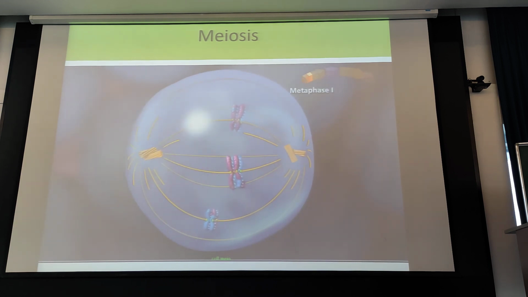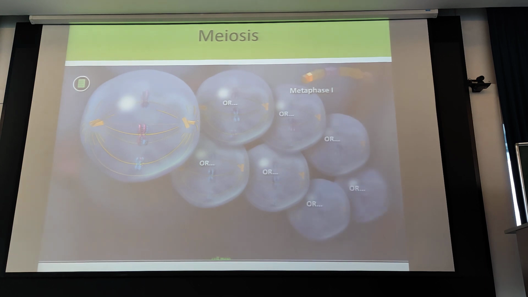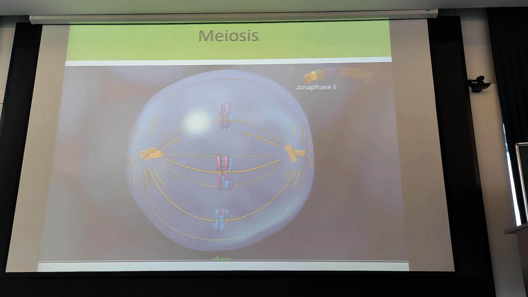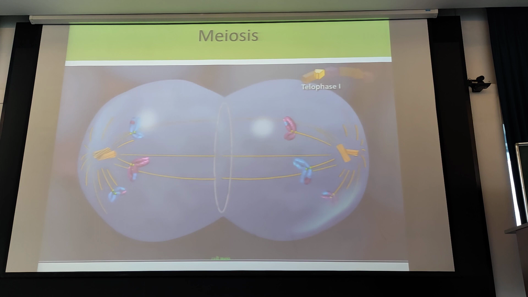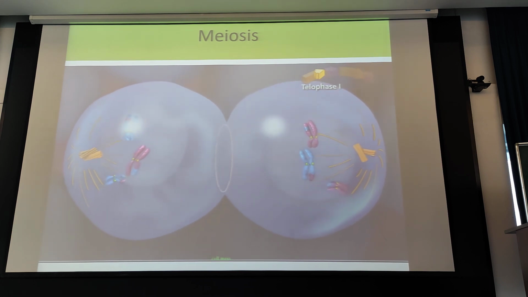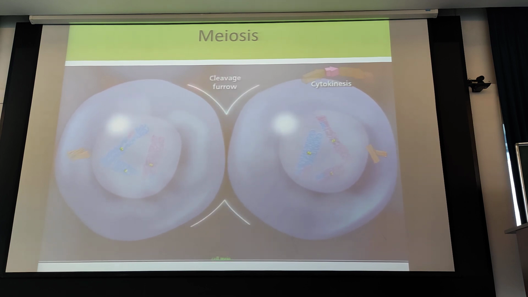During metaphase 1, bivalents randomly align along the metaphase plate. Due to independent assortment, this alignment is random and adds to genetic diversity. In anaphase 1, the homologous chromosomes separate and move toward opposite poles. Meiosis 1 ends with telophase 1, when the chromosomes decondense and the nuclear envelope reforms. Cytokinesis separates the cytoplasmic material, and the 2 daughter cells are separated by a cleavage furrow.